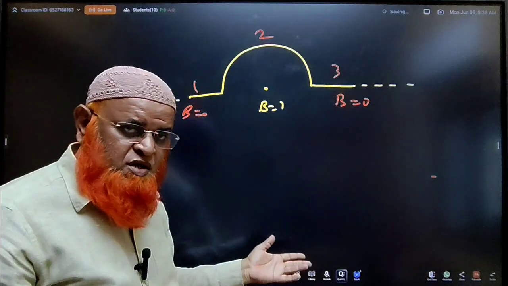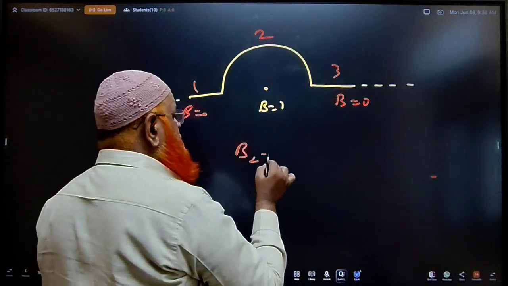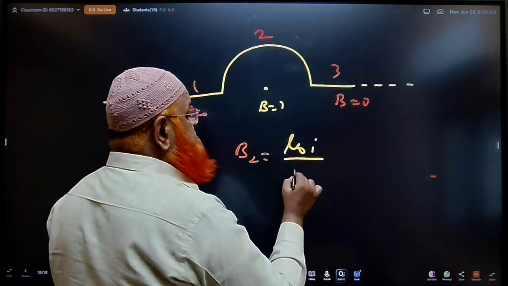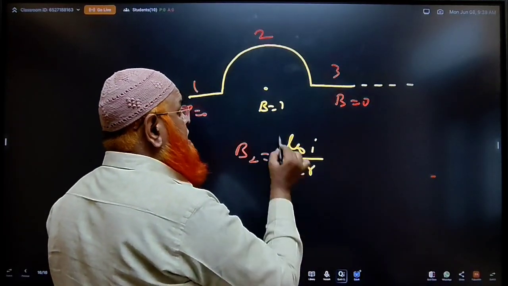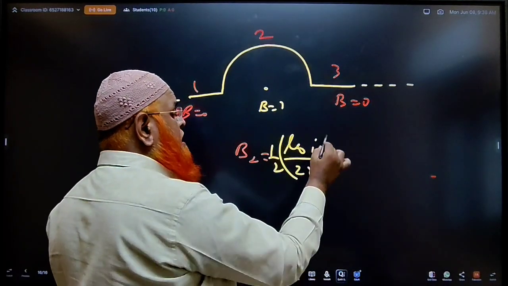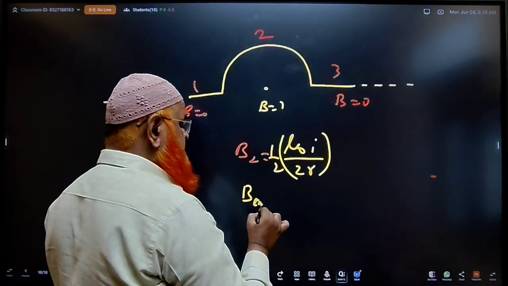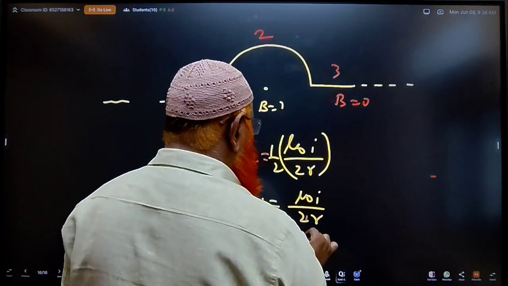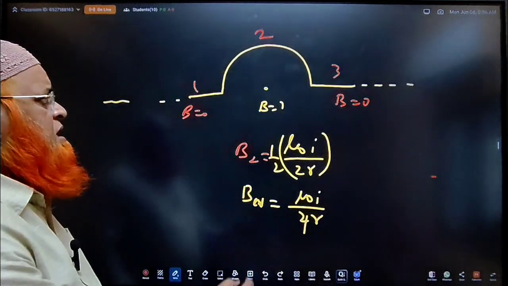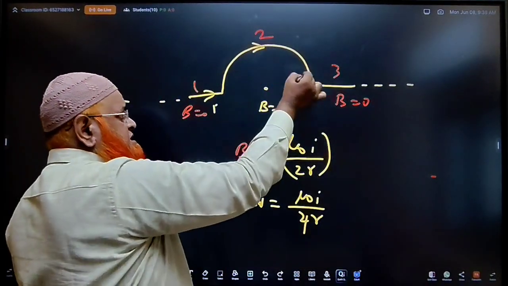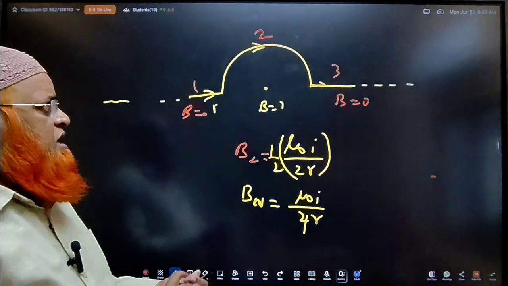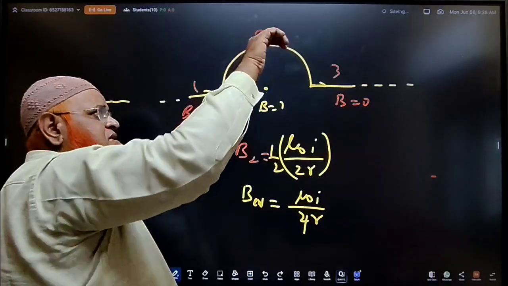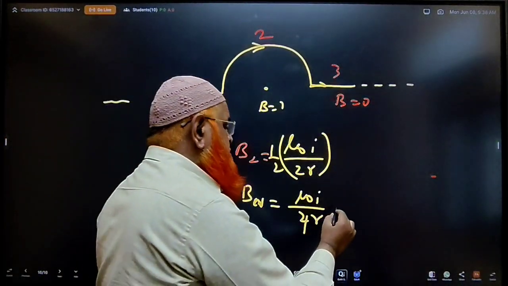First and third are going to be 0, and the middle part is taken as B2. For a complete circle it is mu naught I by 2r, but this is a half circle, so multiply by half. B net is going to be mu naught I by 4r. The current is passing like this, so keep the fingers along the direction of the wire and the thumb will be inside, so it's going to be into the page.